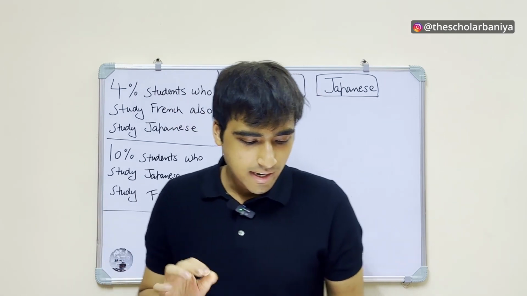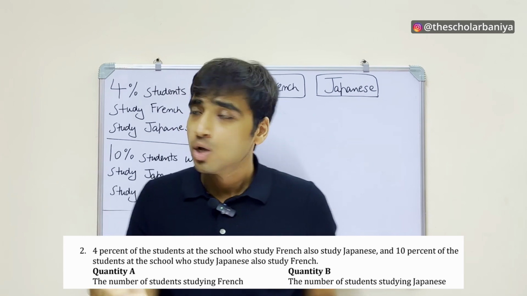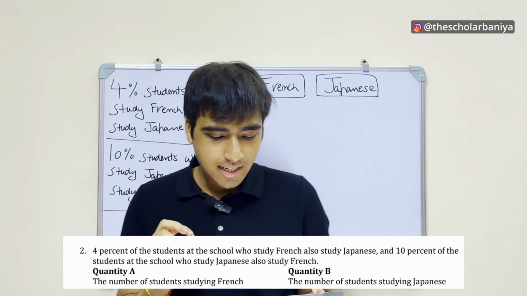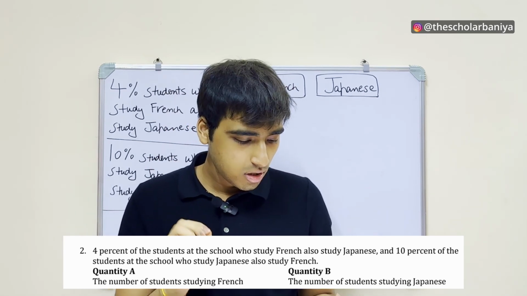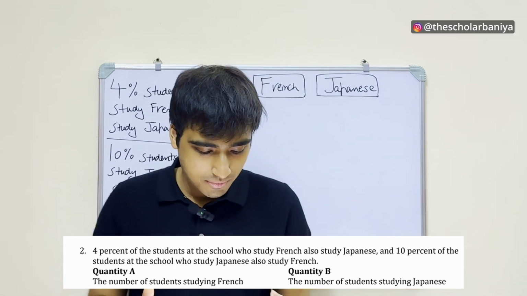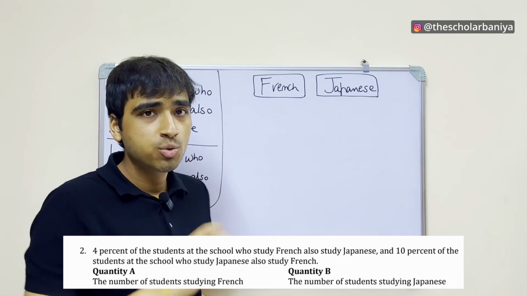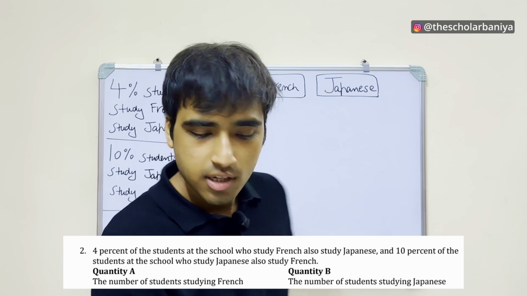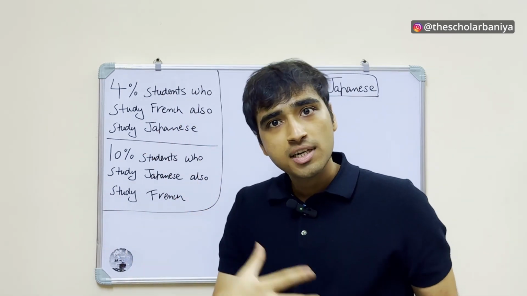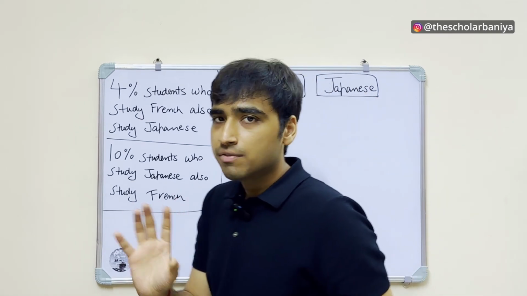So let's move on to the next question, guys. In this question, we are given that 4% of the students at a school who study French also study Japanese. The second thing is that 10% of the students at the school who study Japanese also study French. Kind of confusing, but let's see. We have to compare the number of students who study French to the number of students who study Japanese, right? It's a little bit confusing. Let's see.